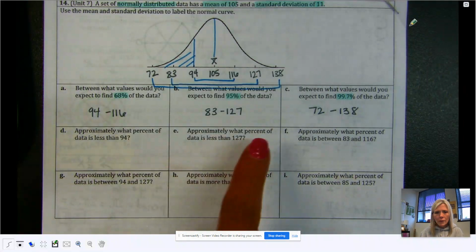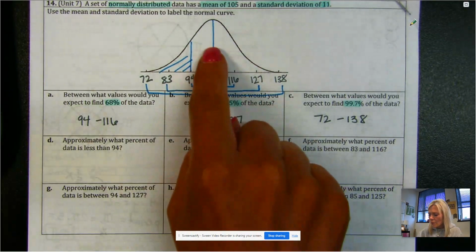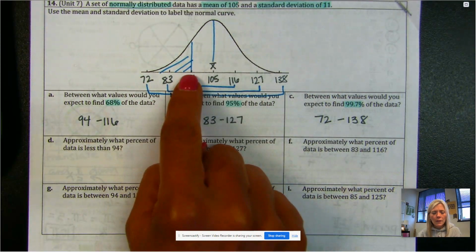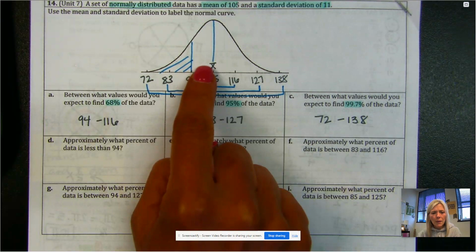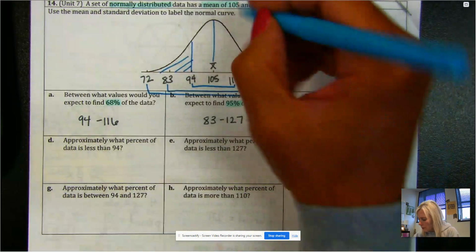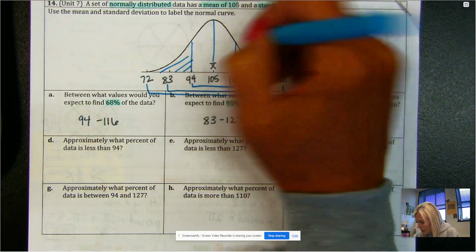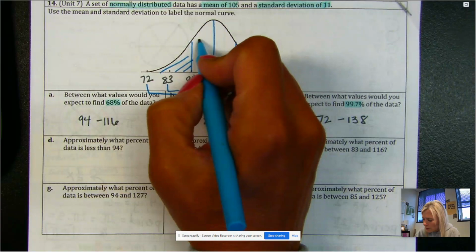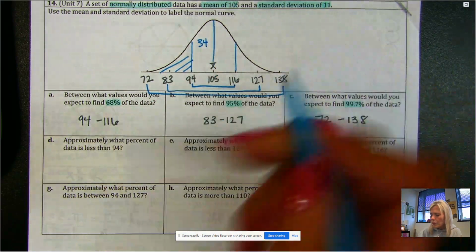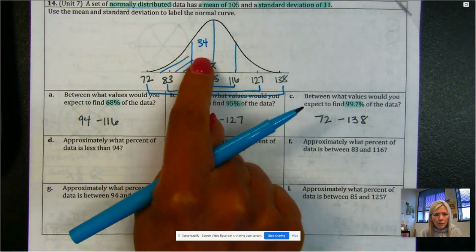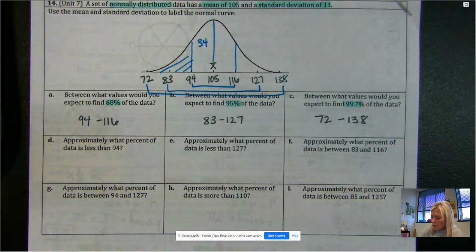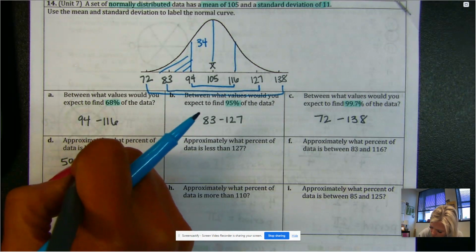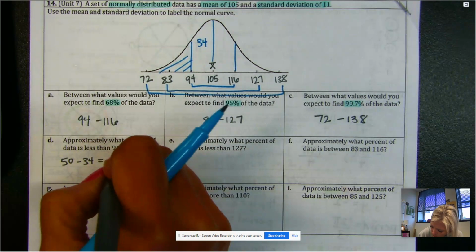So there we go. Okay, so I know 50% of the data is on both sides of the mean. And so for less than 94, this space right here is half of that whole space, which is 68. So half of 68 is 34. So together, these will make up 50%. So I'm going to calculate by doing 50 minus 34, so 16%.